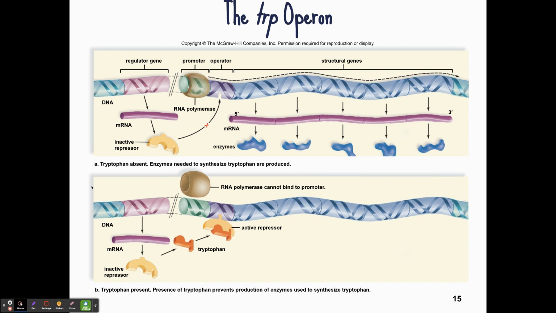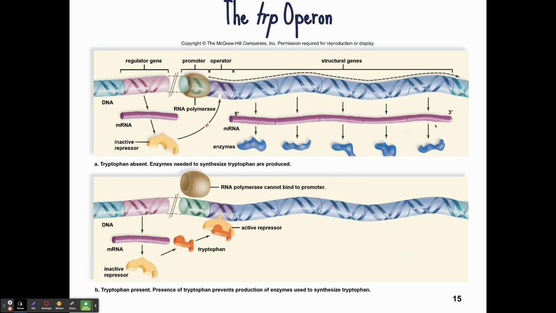All right, so here's our example. When tryptophan is absent, the gene is going to be read. So the enzymes need to be synthesized, tryptophans are produced. As we can see here, RNA polymerase is here. There is no repressor, so the operator is turned on. And as we see, it's making mRNA. mRNA then is allowed to make these specific enzymes.